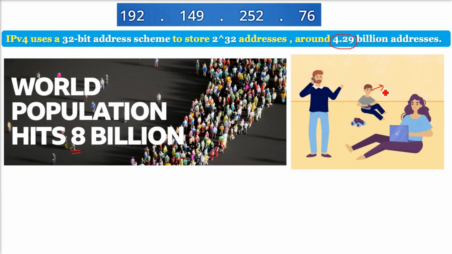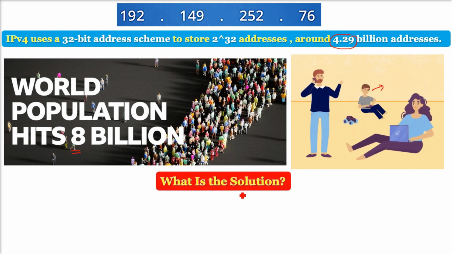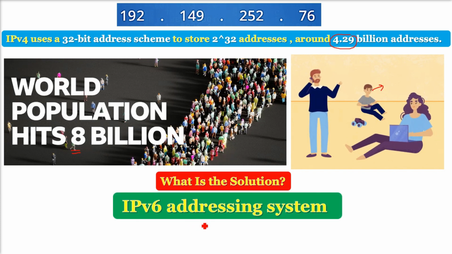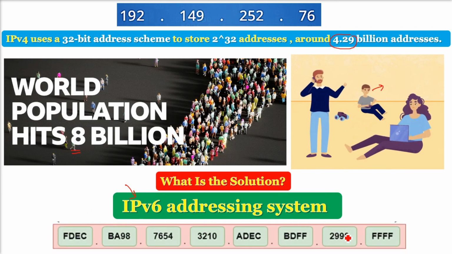So this 4.29 billion, if you take one per individual, we are 8 billion individuals. Are these addresses going to suffice? No. What is the solution? The solution is we have to develop a new addressing system or scheme. IPv6 is the new addressing scheme, and it is not 32-bit, it is 128-bit, so that it can address 2 to the power 128 devices. This is how IPv6 has come into being.